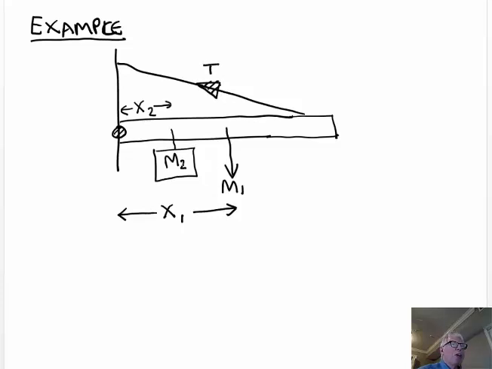Notice M1 is a mass, M2 is a mass, and tension is a force, and that shows me I need to just correct something. Sorry about that. Let's call this M1. The masses you put inside the object, the forces are at the end of arrows.